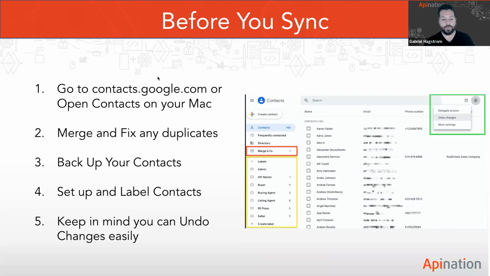So the first thing you want to do, open up contacts.google.com or the contacts on your Mac. If you're doing Google Contacts, you're going to go to contacts.google.com. If you are doing your iCloud contacts, open up contacts on your Mac, or I believe your iPhone, you can do it also. First thing you're going to do before you start syncing, you're going to want to merge and fix any duplicates.